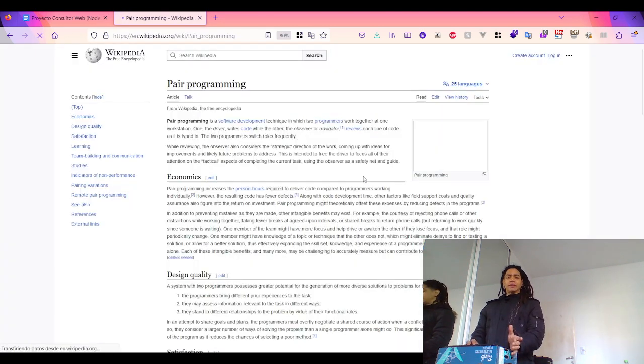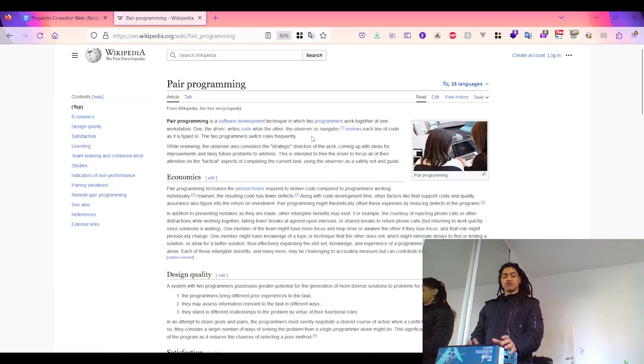So this is a development technique in software where two programmers work together at a workstation. One of them is the driver, who writes the code, while the other is the observer or navigator. So it is funny because in this pair programming, I'm using ChatGPT to be my observer and navigator while I'm focused on driving. This is a great analogy of using the pair programming concept, right?